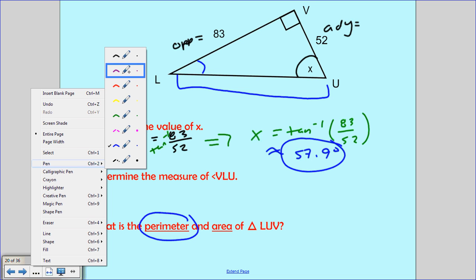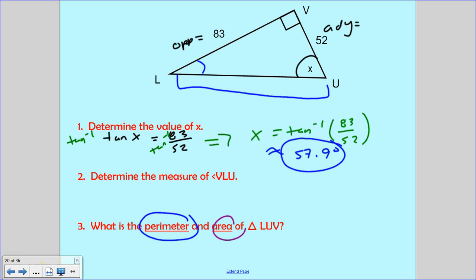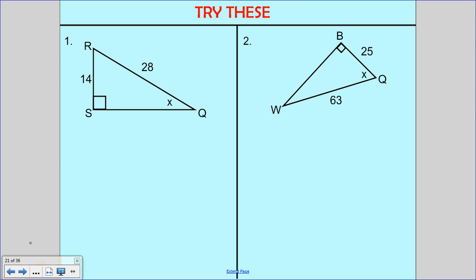For the area, however, I'm going to tell you what to do. I'm not going to show you what to do. For the area, you're going to take the base times the height. And the base is LV. The height is UV. So multiply those two together for the area. So again, you need to finish number 2 and number 3 and take a picture. And then I'll work number 1 with you here, and then you also will work number 2 by yourself.